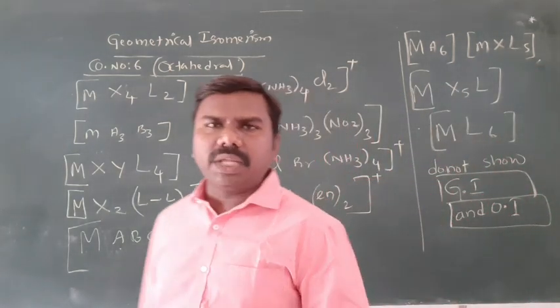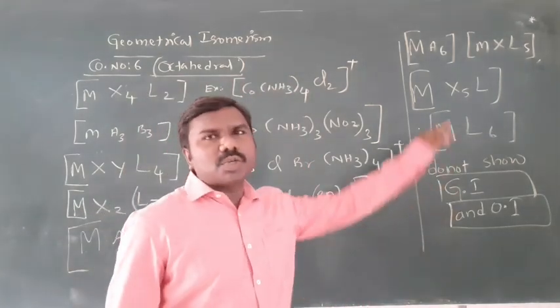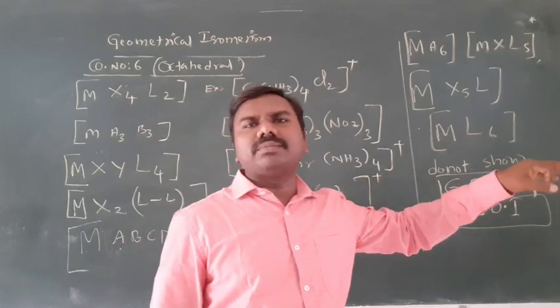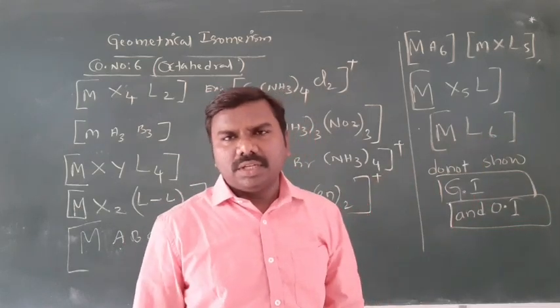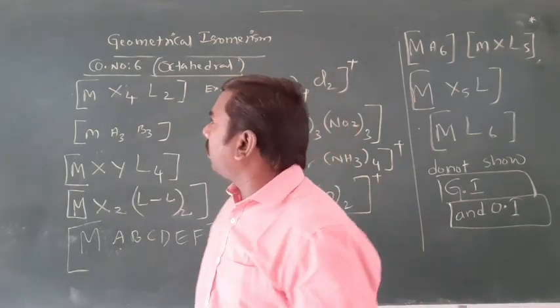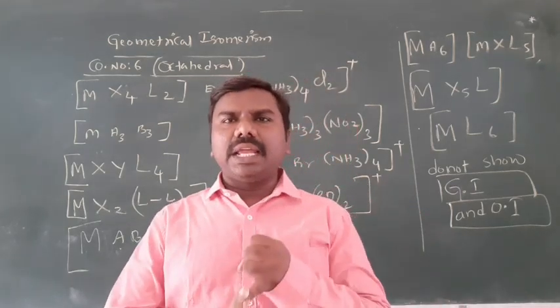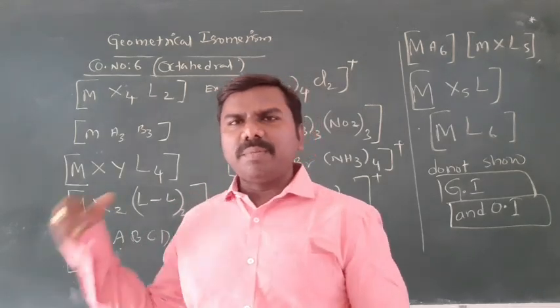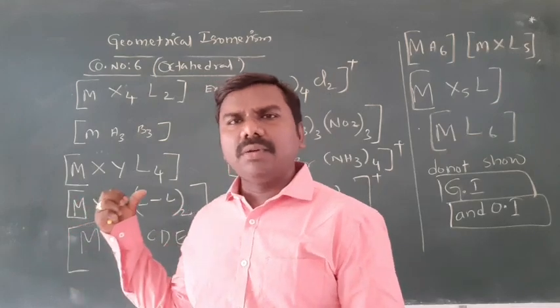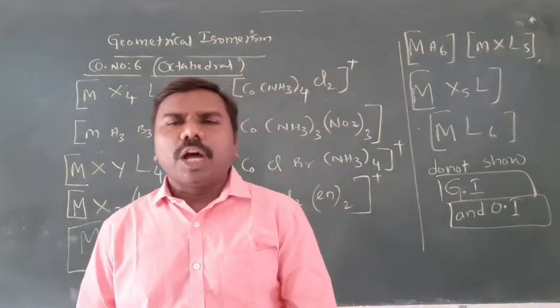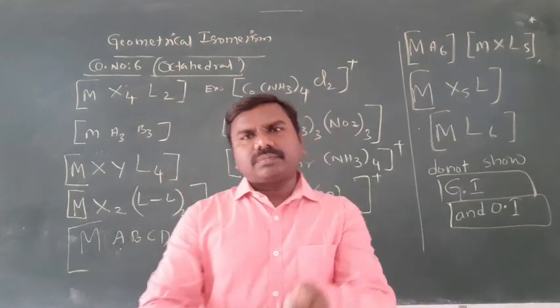Geometrical as well as optical isomerism will not be shown by these octahedral complexes whose coordination number is equal to 6. Is it clear? Already given, for optical isomerism a bidentate ligand is required, and octahedral complexes are required. You remember all this, so it helps you a lot for PUC as well as objective exams.